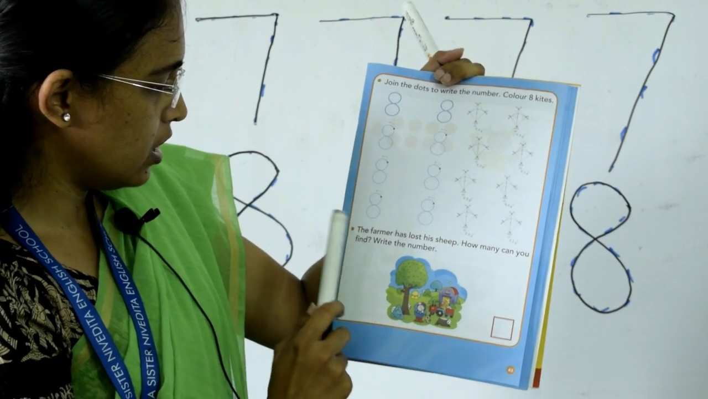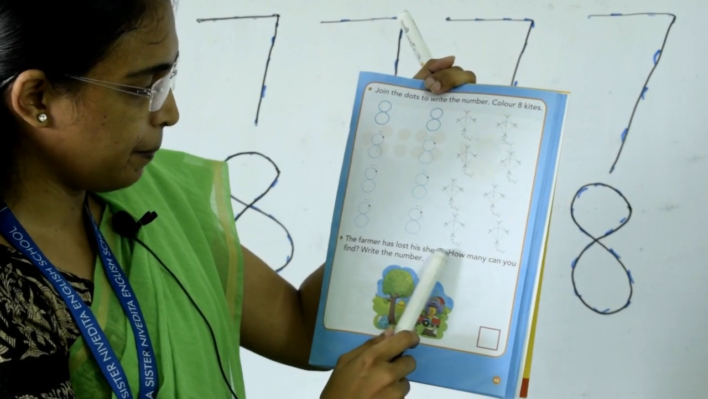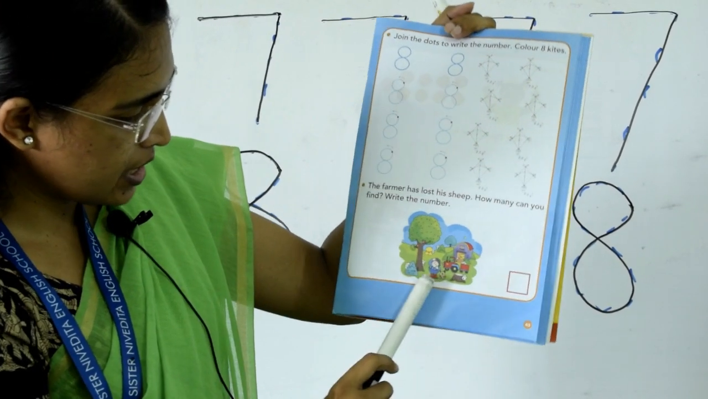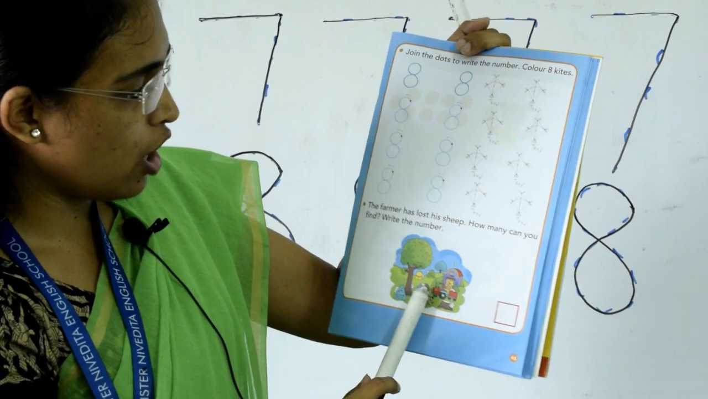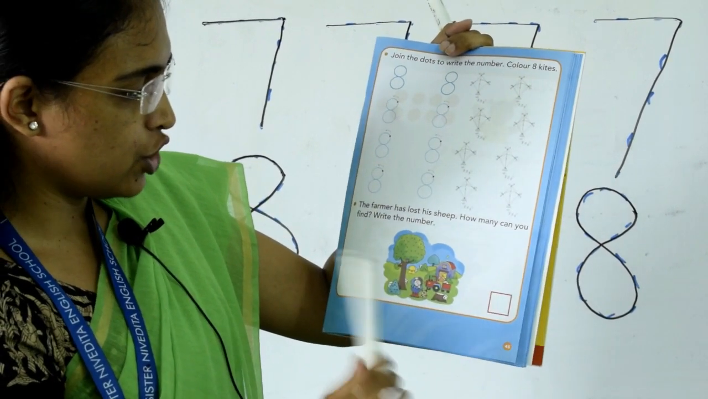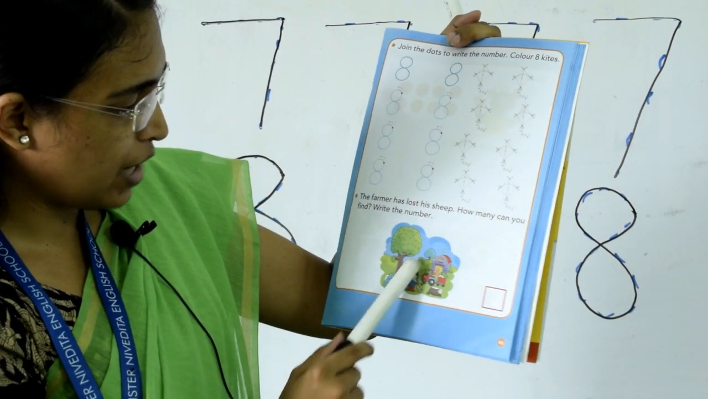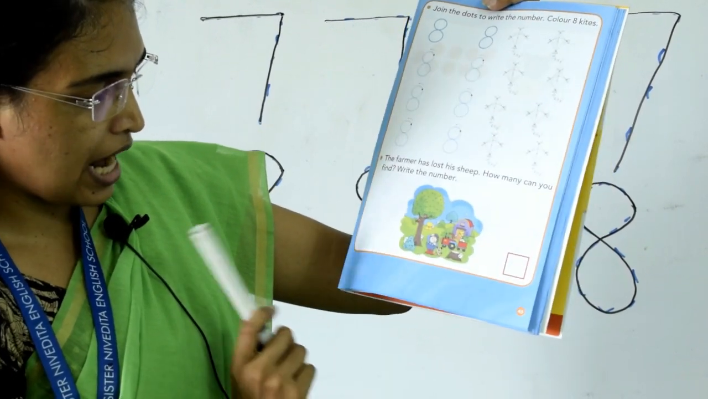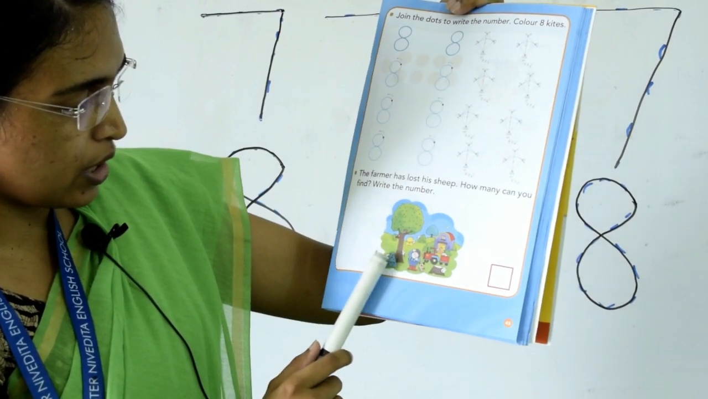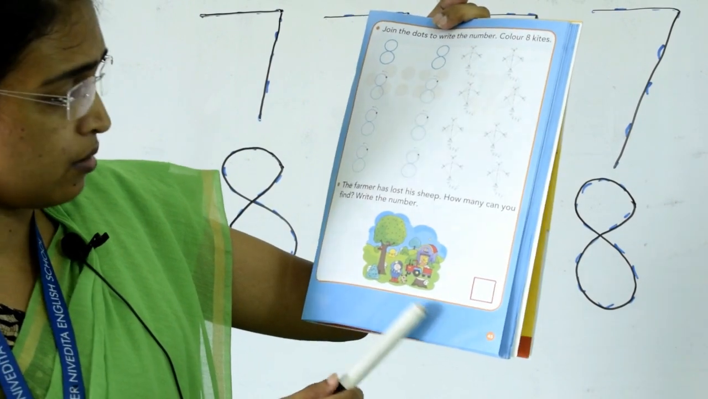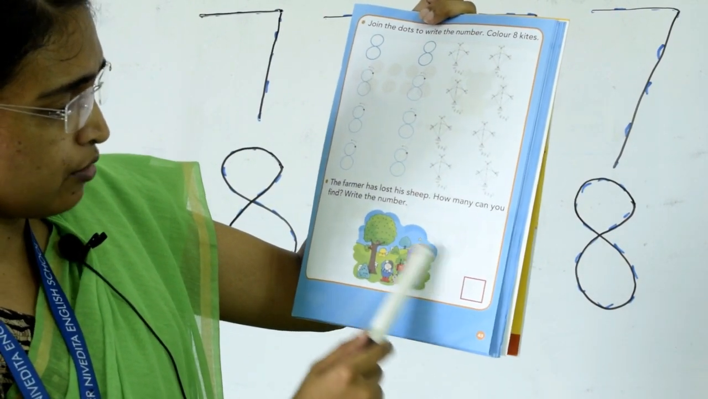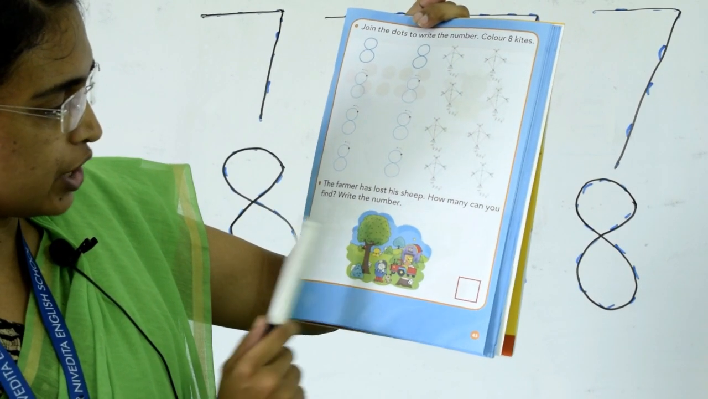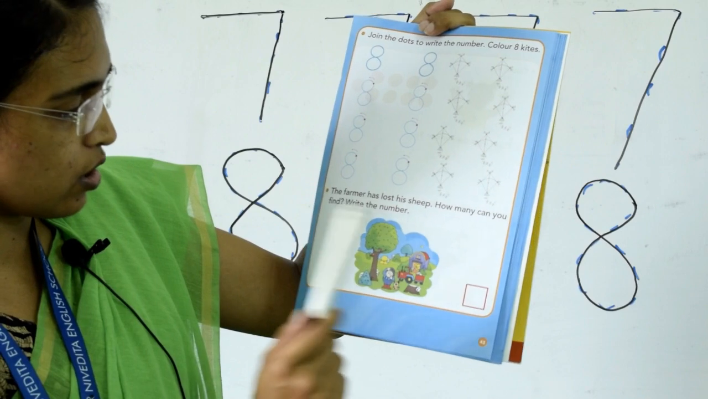After this you have to do this one. What is written here? The farmer has lost his sheep. How many can you find? Write the number. So here is a farmer. He lost his sheep. Now can you find the sheep? You have to look at this picture, and wherever you can see the sheep, you have to count those sheep and write the number in this box.